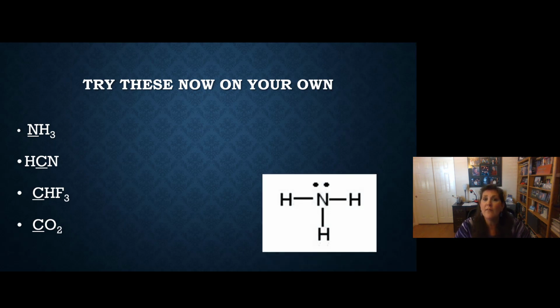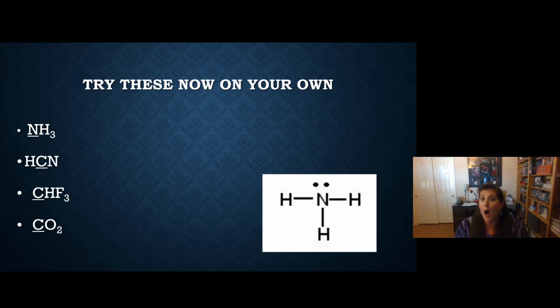So when we add up our valence electrons, nitrogen has 5. Hydrogen has 1, but there's 3 of them, so 1 times 3 is 3. 5 plus 3 is 8. We have 8 valence electrons that need to be in our drawing. Now we start out with nitrogen in the middle and start out with single bonds to the hydrogens.